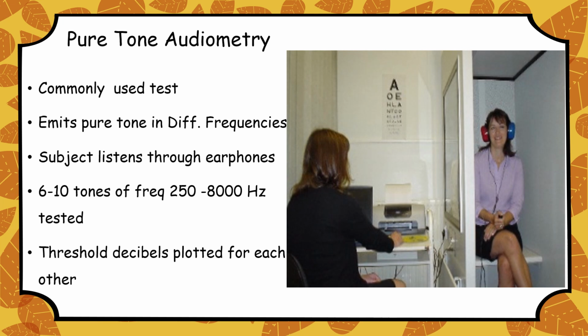Pure tone audiometry. It is performed in a soundproof room. Each ear is tested separately. Usually the air conduction thresholds are measured, and the bone conduction thresholds are also measured separately. It is a commonly used test. It emits pure tones at different frequencies. The subject listens to it through earphones. 6 to 10 tones of frequency between 250 and 8000 Hz are tested. Threshold decibels are plotted for each frequency in the chart.